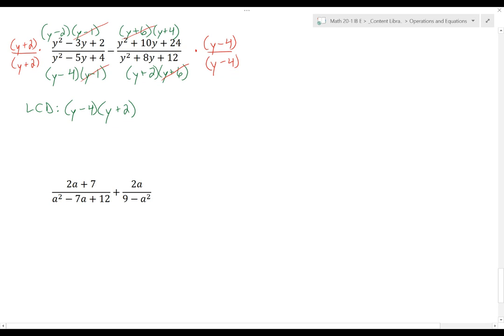I did have to be very careful there. With multiplication and division, I could cancel common factors regardless of which fraction they came from. With addition and subtraction, I'm only looking at a single fraction to see if I can simplify first.